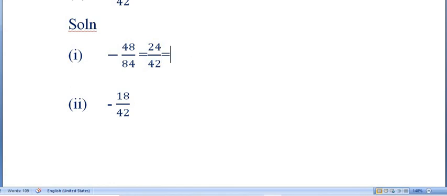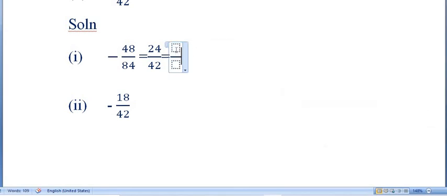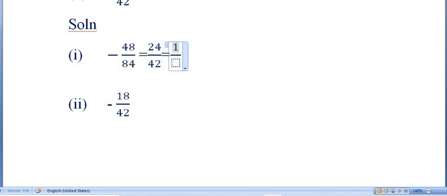So again we get 24 and 42. So how will you write it? 12. When you divide 24 by 2, we get 12. When you divide 42 by 2, what will you get? 21. So again we can divide this number.